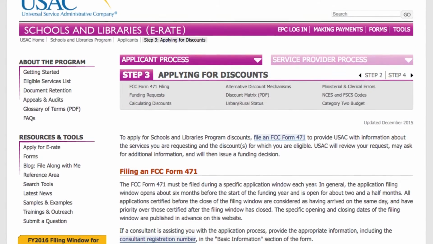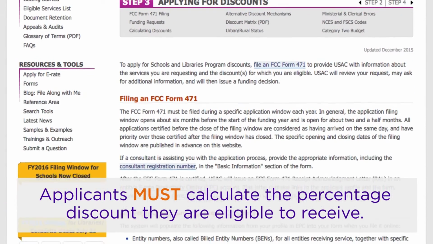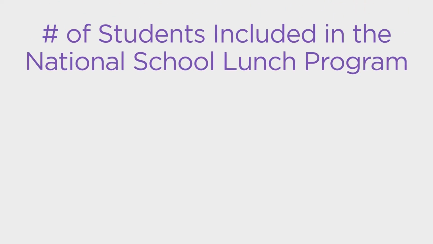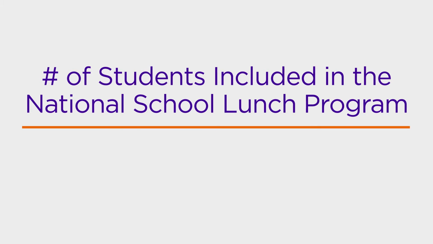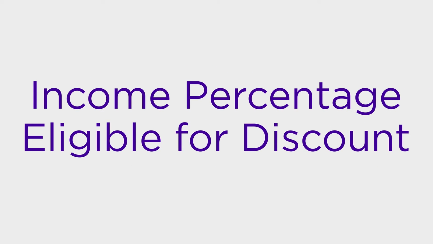If applying for E-Rate discounts on eligible services and products, applicants must calculate the percentage discount they are eligible to receive. This is done by taking the number of students included in the National School Lunch Program and dividing that amount by the number of enrolled students. This will provide the income percentage eligible for discount.